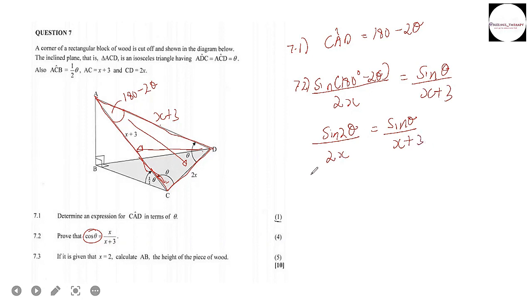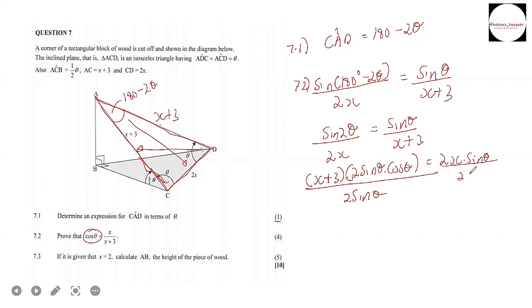Now let's cross multiply. If we cross multiply here, we'll have x plus 3 and then sine 2 theta. But the sine 2 theta, we know it's a double angle, so let's break it down to 2 sine theta cos theta. And then if we cross multiply these ones, this is 2x sine theta. Now let's get rid of the 2 sine theta. So the 2 sine theta will go, and now we are left with x plus 3 and then cos theta is equal to x.